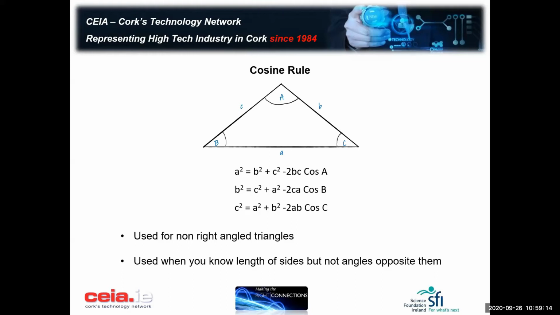Again, it's in your log tables, but it is important to know when to use it and how to use it. It's used when you know the length of the sides of a triangle, but not the angles opposite them. So it's different to the sine rule. They each have their place, and it should be evident when you're looking at a problem which one to use.